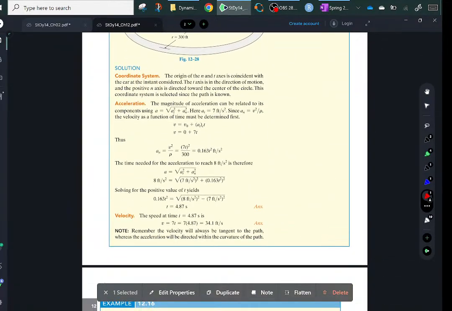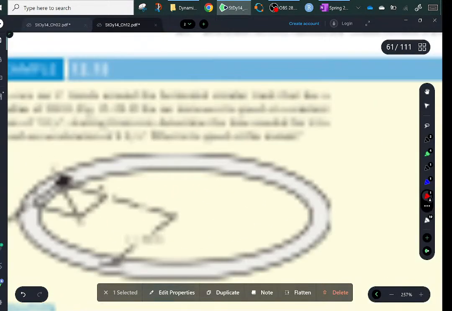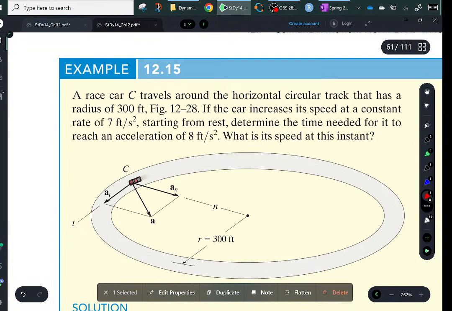So most of these are the same. Well, here's a typical case. Okay, so this is a case in which it's a little bit different. The car increases its speed at a constant rate of 7 feet per second, starting from rest. Determine the time it needs to reach an acceleration of 8 feet per second. So you're starting from rest and taking off.